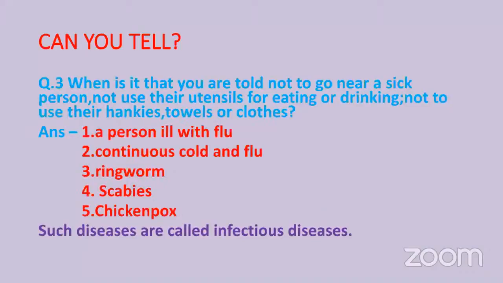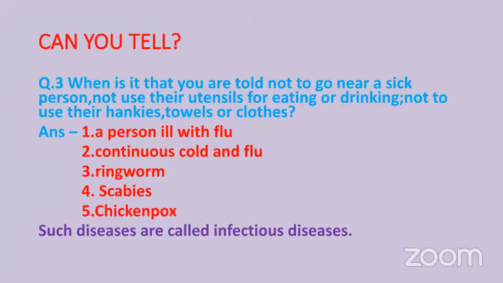And one more incident: you are told not to go near a sick person. If a person is sick, do not use their utensils for eating or drinking, and do not use their hankies. Hankies means handkerchiefs, towels or clothes. So there are five incidents.